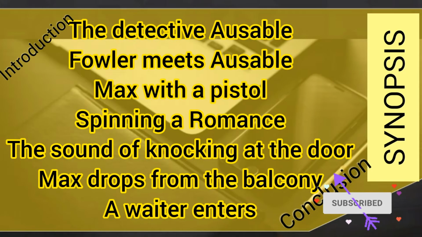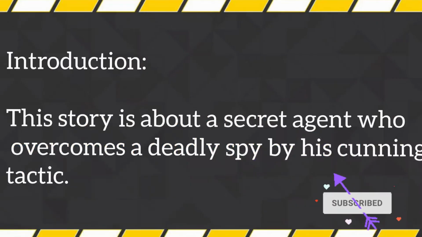Synopsis. Introduction. The detective Oscible. Fowler meets Oscible. Max with a pistol. Spinning a romance. The sound of knocking at the door. Max drops from the balcony. A waiter enters. Conclusion. Introduction. This story is about a secret agent who overcomes a deadly spy by his cunning tactic.